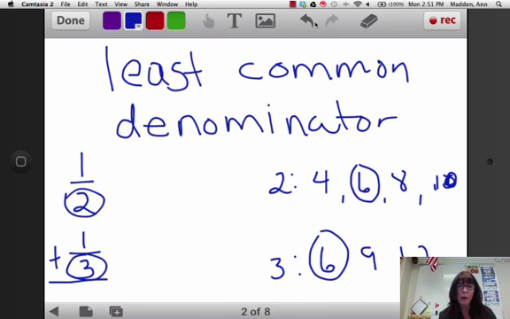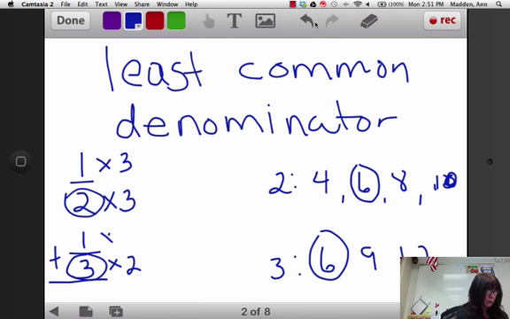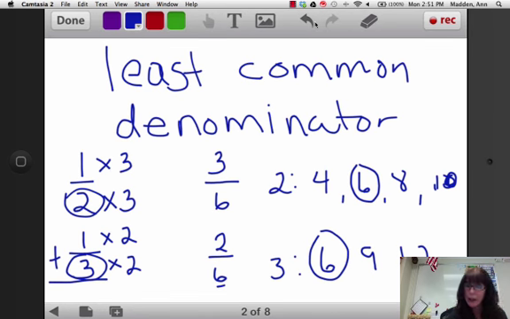So now that I know that my common denominator is going to be 6, I am going to rename my fractions by multiplying this by 3. Also, whatever you multiply the bottom by, you have to multiply the top also. This fraction 1/3 we're going to multiply by 2. Alright, so end result is 3 over 6 and 2 over 6. And now my bottom numbers, my denominators, are the same. Now I can add my fractions.